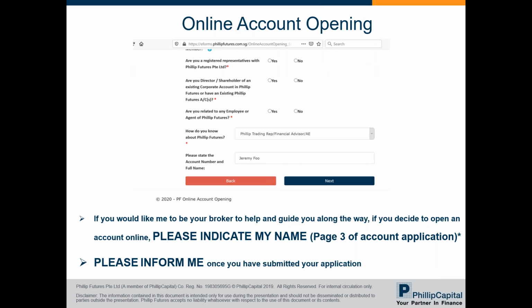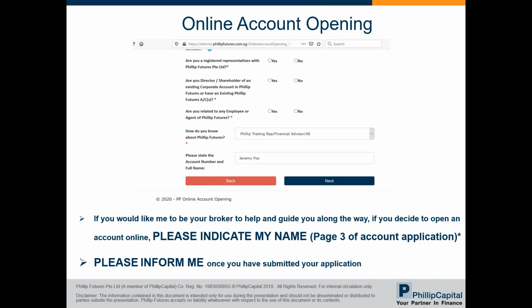So if you liked what you saw today, and you decide to open an online account, do indicate my name on the third page of your application. Otherwise, I have a QR code at the end of my presentation. Then you can just scan the QR code if you want to open through your phone. You can do it straight away on your phone as well.